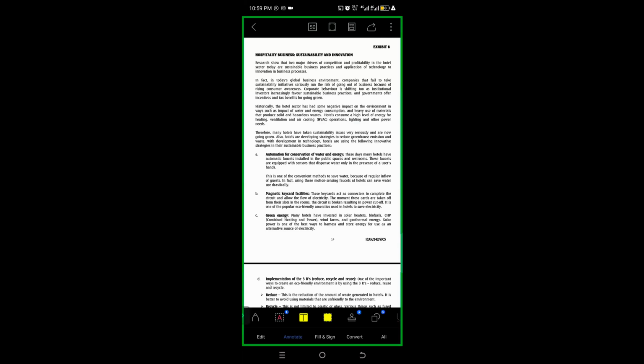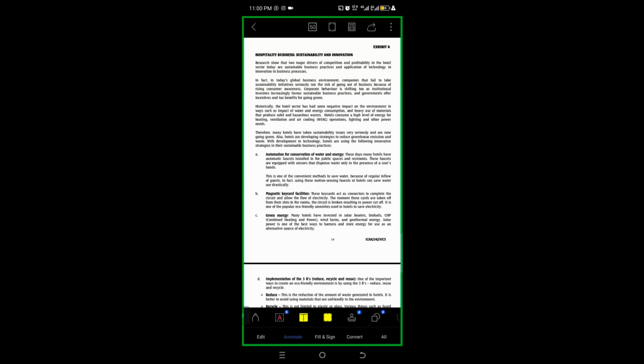B. Magnetic card facilities. These key cards act as connectors to complete the circuit and allow the flow of electricity. The moment these cards are taken off their slot in the room, the circuit is broken, resulting in power cutoff. It is one of the popular eco-friendly amenities used in hotels to save electricity.